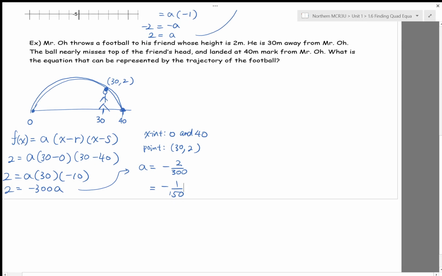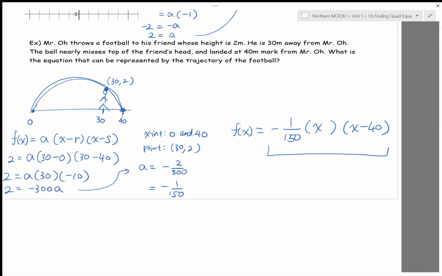Now, the equation becomes f of x equals negative 1 over 150, times (x minus 0), times (x minus 40). However, we can simplify x minus 0, which actually becomes just x itself. Therefore, this is the equation of this trajectory. Okay? Again, the assumption here is that the ball is actually thrown off from the ground rather than Mr. O's hand. Let's say I was really strong enough to throw 40 meters while I was lying down on the ground. Okay. Hopefully this helps.